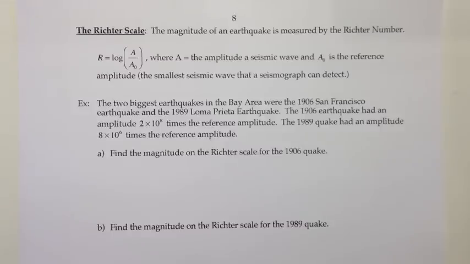Alright, let's go ahead and finish up section 11.2, looking at an application of logarithms. We'll start off with the definition of the Richter scale. This is the magnitude of an earthquake, and it is measured by the Richter number. And the Richter number r is equal to the log base 10 of A over A sub 0, where A is the amplitude of a seismic wave, and A sub 0 is the reference amplitude, which is the smallest seismic wave that a seismograph can detect.